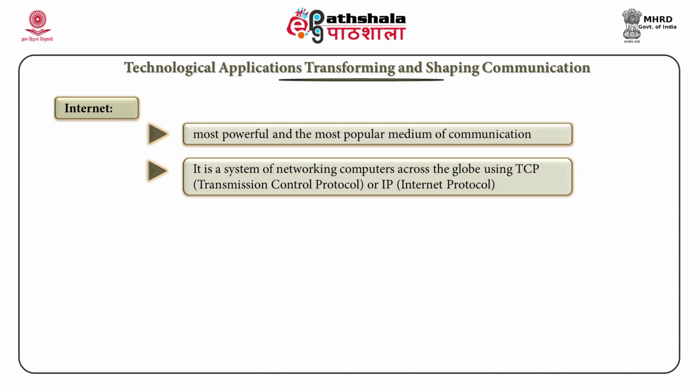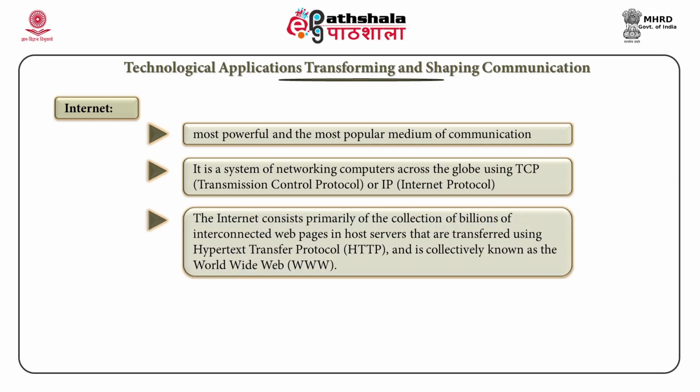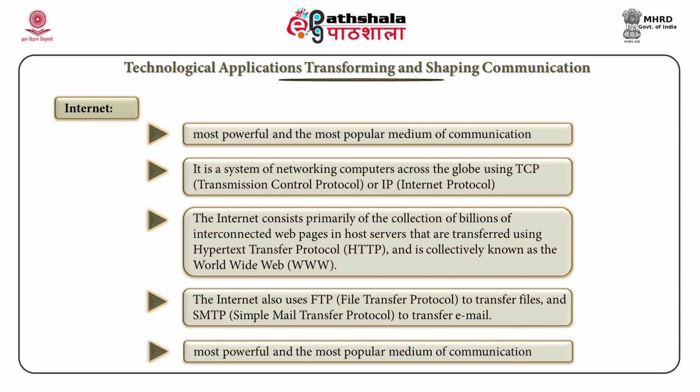It is a system of networking computers across the globe using TCP, which stands for Transmission Control Protocol, or Internet Protocol, which are a set of standards for transmitting and receiving digital data. The Internet consists primarily of billions of interconnected web pages in host servers that are transferred using hypertext transfer protocol and is collectively known as the World Wide Web, or WWW. The Internet also uses FTP, or file transfer protocol, to transfer files, and SMTP, or simple mail transfer protocol, to transfer email. It is a network of networks that consists of millions of private, public, academic, business and government networks of local to global scope that are linked by a broad array of electronic, wireless and optical networking technologies.